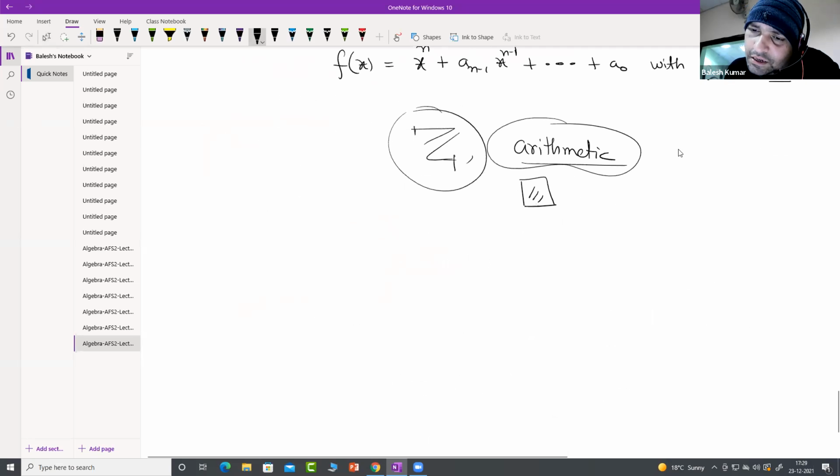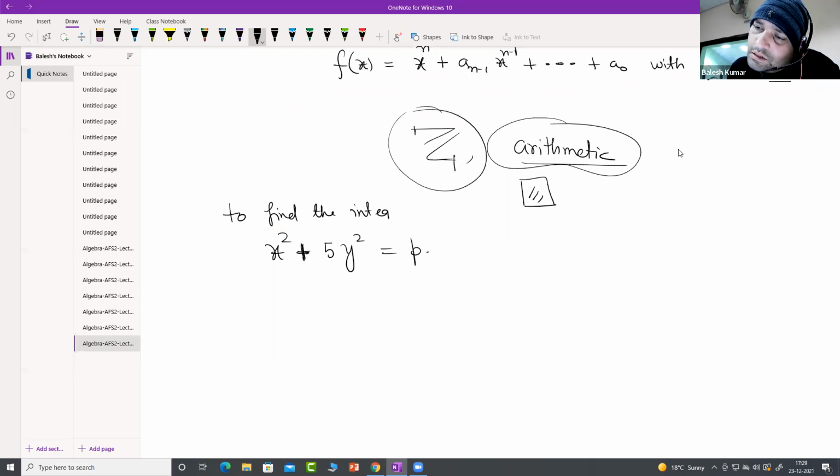If you are given, for example, the equation x square plus 5y square is equal to p, this is, let's say, the equation of an ellipse, and one is interested in finding the integer points on this ellipse.